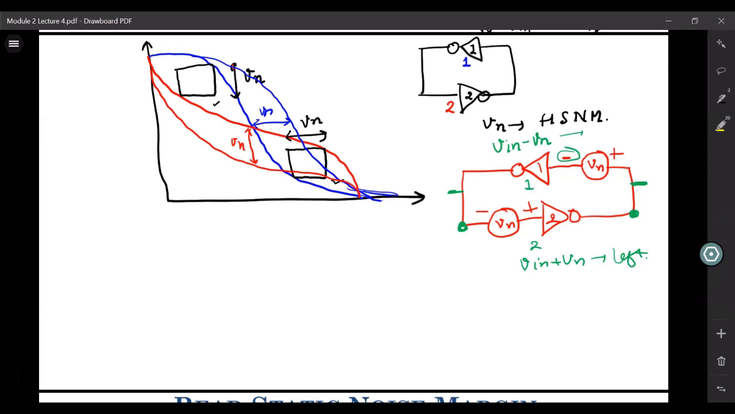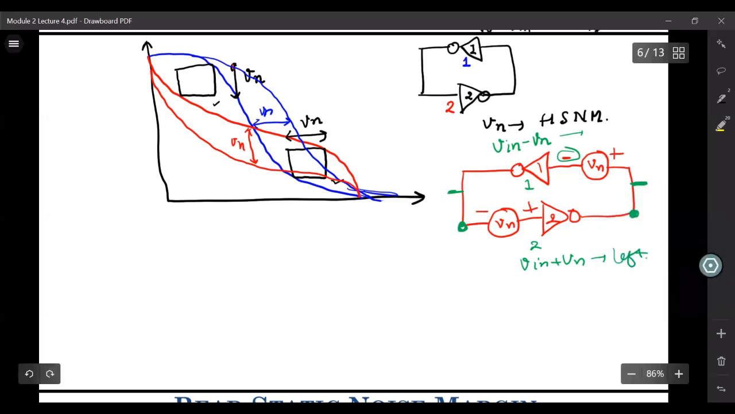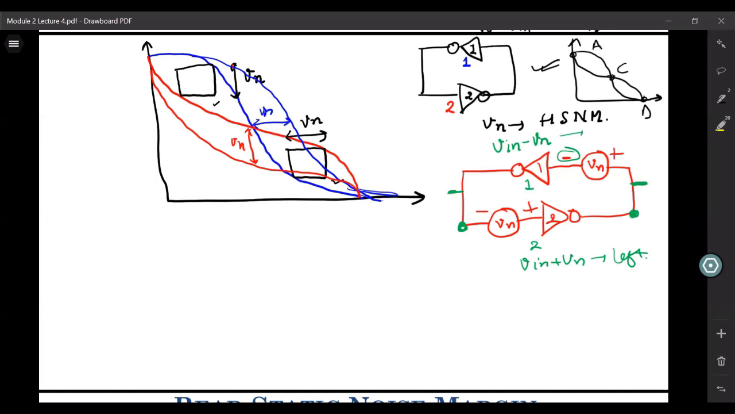So if you shift these curves, what exactly does the intersection of these curves give us? If you had any bistable element like this, the kind of characteristic that you got was a butterfly curve in which you had 3 points of intersection. We called A and B stable states and C the metastable state, because in the presence of any noise, it will trip to either of the 2 states, that is A or B.